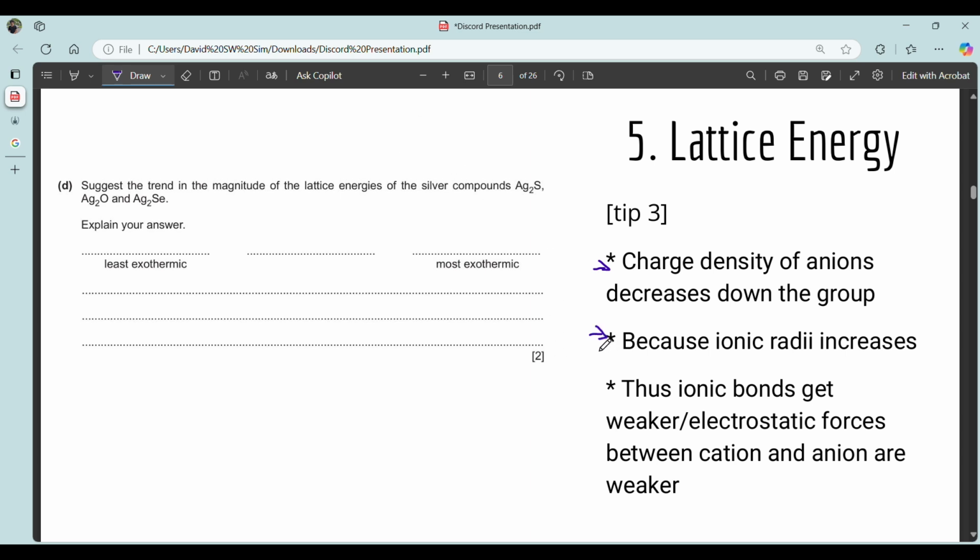So what's next? Then we talk about the ionic bonds now, or if you don't like the word ionic bonds, you just change it to electrostatic forces. Same thing. So you say that, therefore, the electrostatic forces between the Ag plus cation and the group 16 anion get weaker and weaker down the group. So the lattice energy decreases.